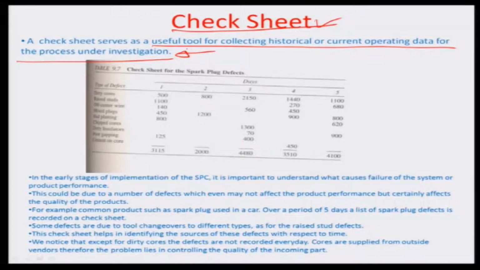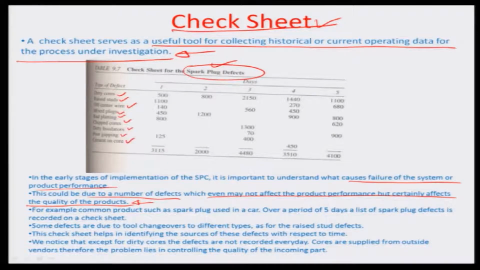It is a sort of a recording of the causes of failure of a system or product performance, and this can be due to a number of defects within the particular product that we are talking about, and it may not even affect the product performance, but certainly affects the quality of the product. So a common example, for example, are the spark plugs, okay, and so there may be various defects in this spark plug, like for example dirty cores, raised studs, off center wire, mixed plugs, bad plating, chipped cores, dirty insulators, poor gapping, cement on core.